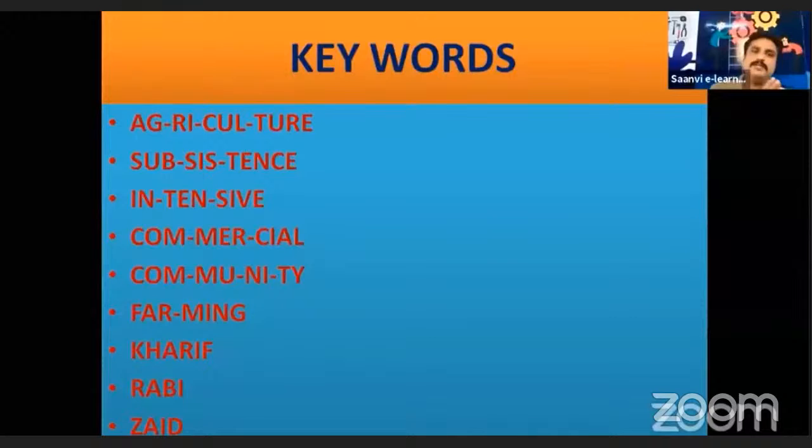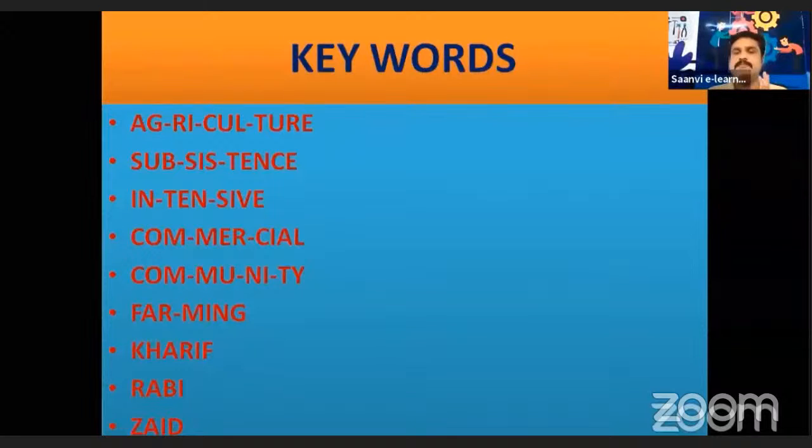And next are Kharif, Rabi and Zaid. These are the three cropping seasons in our country. Kharif in the sense of the rainy season, the monsoon crop. Rabi in the sense of winter crops. Remember, Rabi is winter, and Zaid is summer. Once again, Kharif, Rabi, and Zaid.